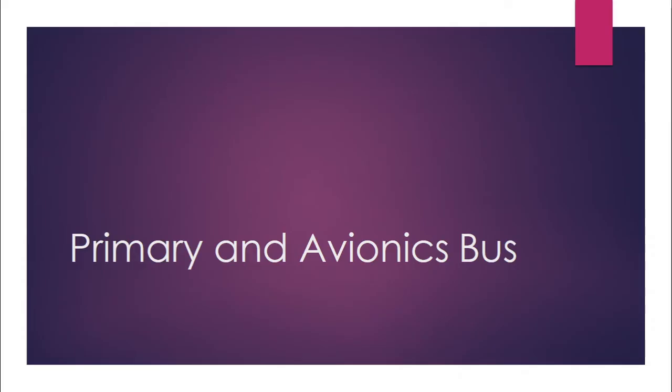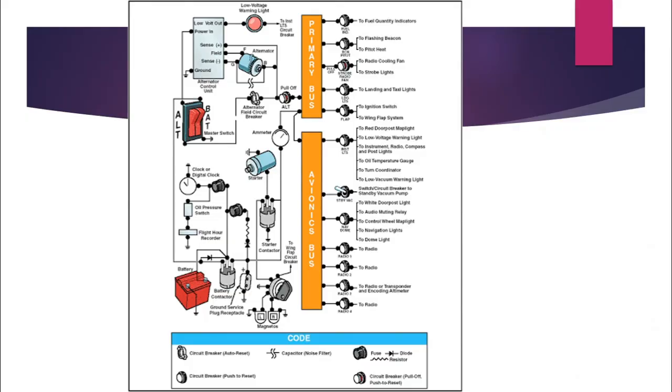All right, I hope you enjoyed that extra little bit in there. So it already explained what the primary and avionics bus is. And don't worry about this picture right here as far as understanding everything that's on it. But the point is that there are two different power strips, or buses, that give out power to different systems inside the plane. So you have the primary and you have the avionics.